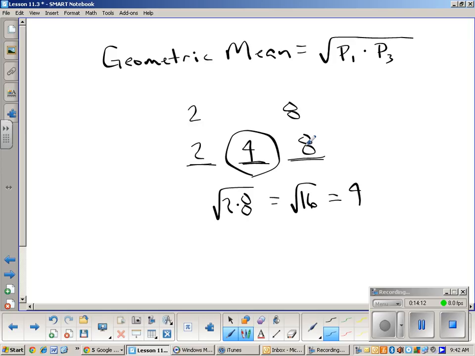So the equation would be p2 equals the square root of the quantity of p1 times p3. Yeah, for geometric mean, not for any middle term. We're kind of saying the same thing. Okay? Any questions on that?